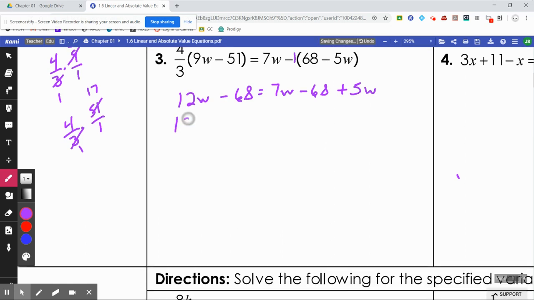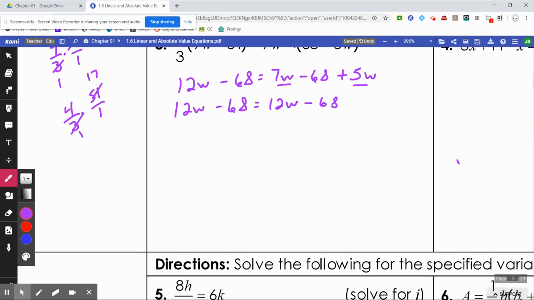Combine all your like terms. You now have 12w minus 68 equals 7 and 5 gives you 12w minus 68. So oddly enough, you have the same thing on both sides. And when you do, this happens. When you move your 12w by subtracting and you move your minus 68 by adding, you end up with 0 equals 0. No more w's.